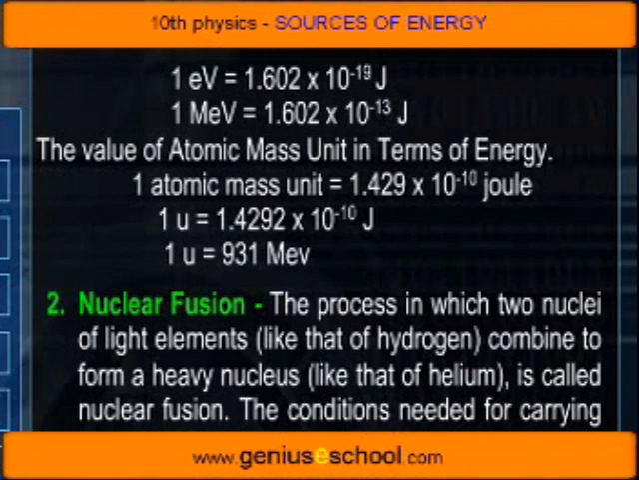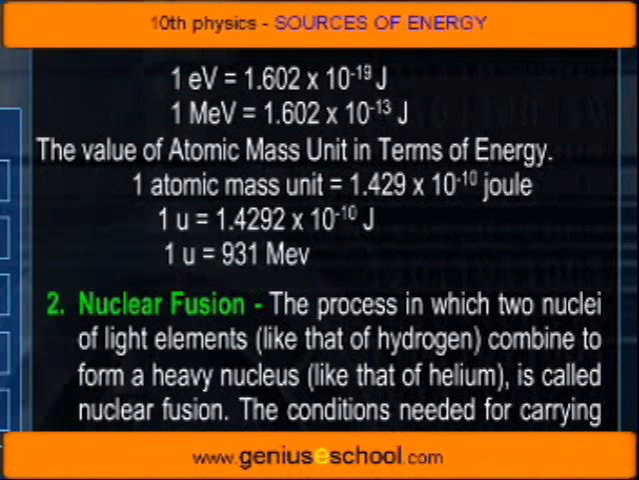The value of atomic mass unit in terms of energy. 1 atomic mass unit is equal to 1.4292 × 10^-10 joule. 1 u is equal to 931 MeV.